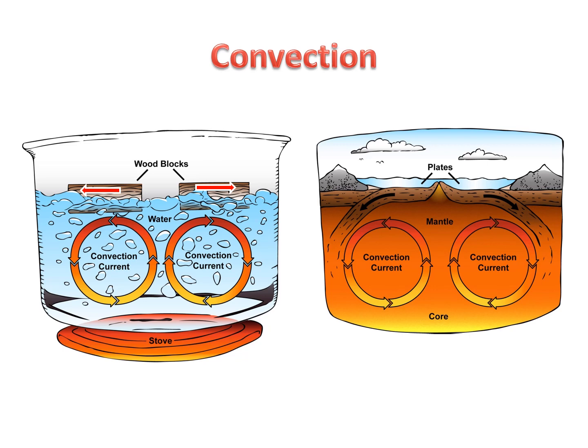This is an example of how convection works. On the left is an image of a pot of water on a stove with 2 floating blocks of wood. As the stove heats up the water and starts to boil, a convection current will develop, causing the blocks of wood to separate and pushing them to the edges of the pan. The image on the right shows the same scenario, only with a view into the Earth, showing convection currents in the mantle pulling 2 plates away from one another.